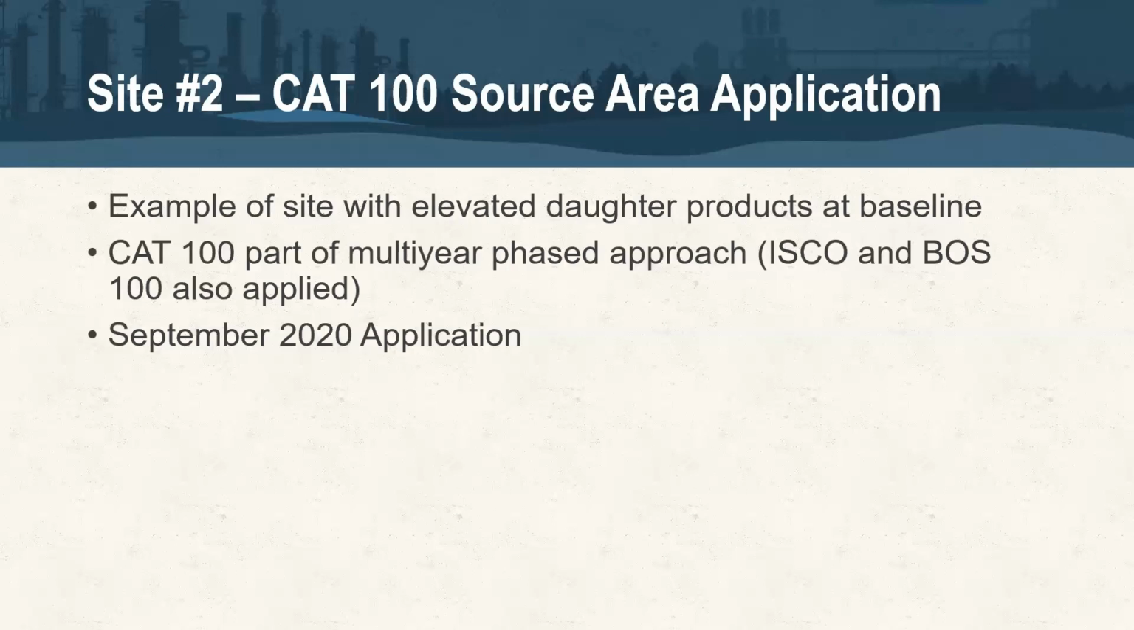It had an ISCO component, so there was some soil mixing with sodium persulfate on this particular site. There was some BOS 100 applied. I'll show you the piece of the site where that downgradient PRB was in a minute. But the CAT 100 for this particular area was installed almost 3 years ago in September of 2020.